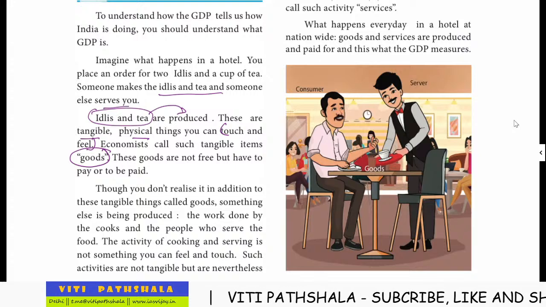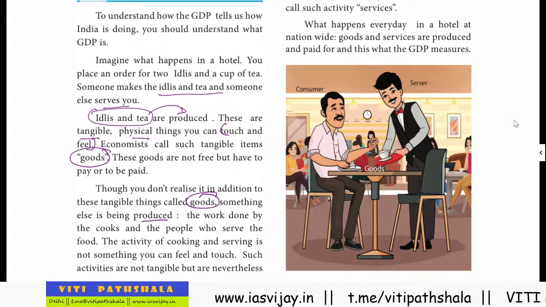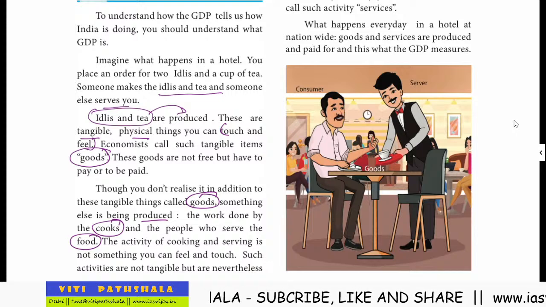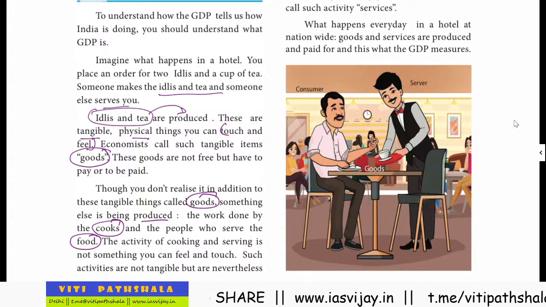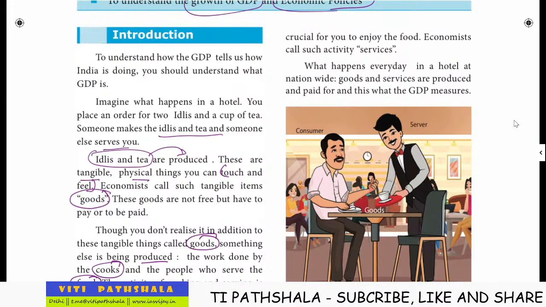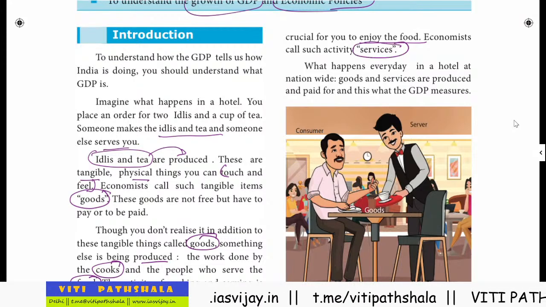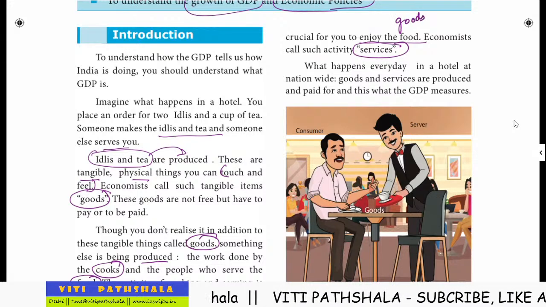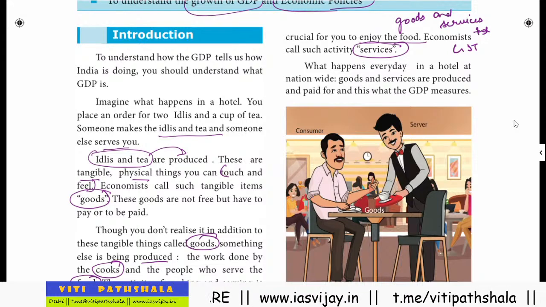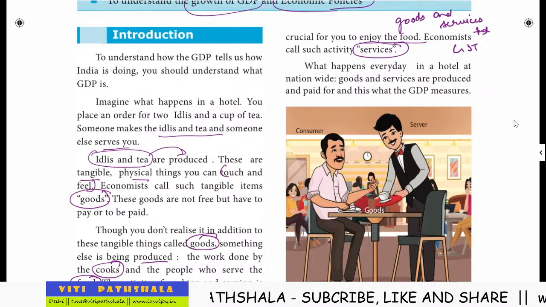Now, though you do not realize it, in addition to the tangible things called goods, something else is produced. The work done by the cooks and the people who serve the food, the activity of cooking and serving, is not something you can touch or feel. Such activities are not tangible but are nevertheless crucial for you to enjoy the food, and these are called services. The new tax that has been introduced is also named the Goods and Services Tax, the GST. What happens every day in hotels nationwide is that goods and services are produced and paid for. This is what the GDP measures.